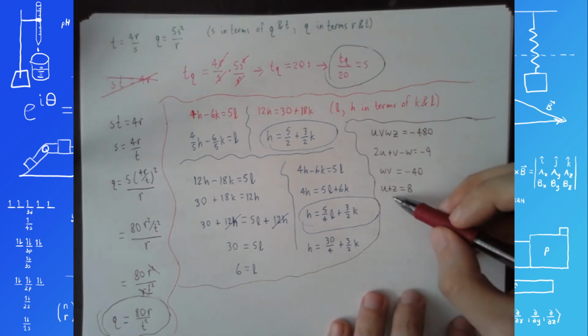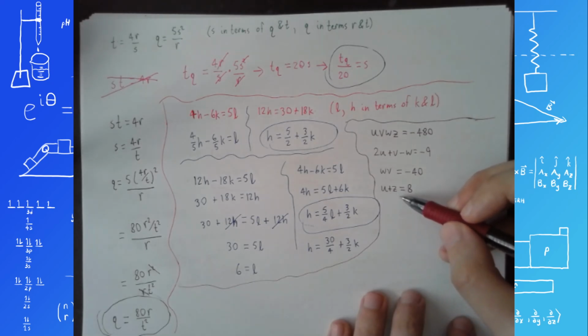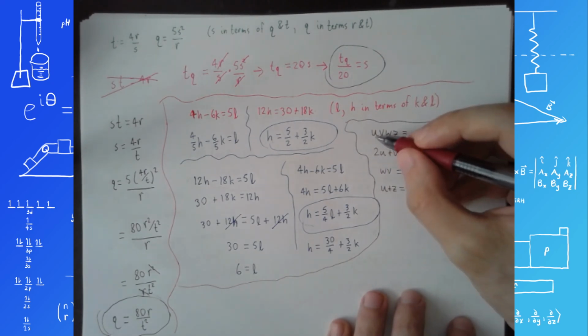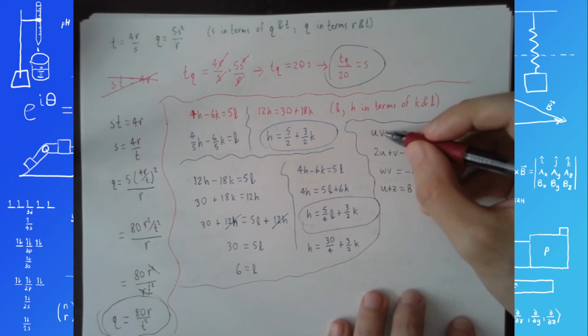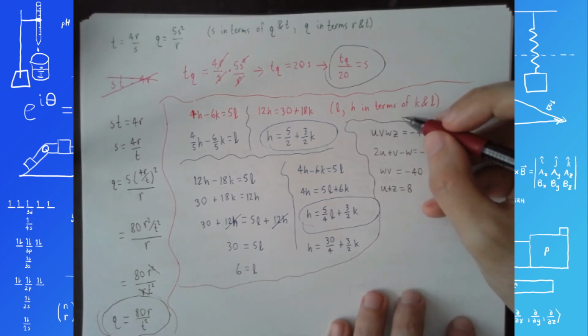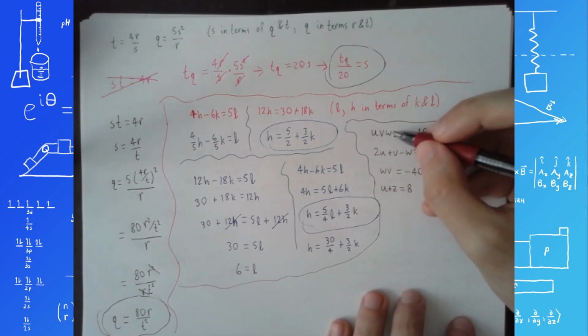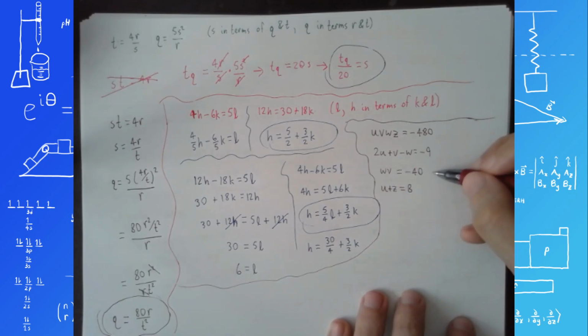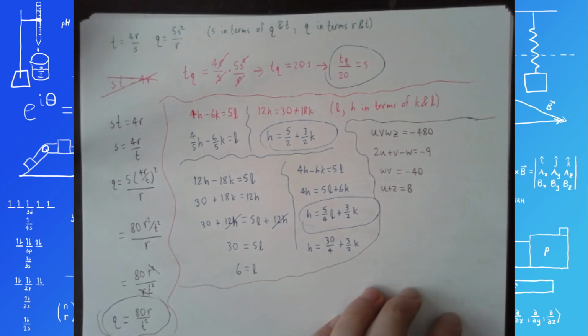I see this equation involves only u and z, so if I could use it with another equation that only involves u and z, I'd be good. And I don't have that, but I do have, if I look at this first equation, it's got u, v, w, and z. If I can just get rid of the v and w, then this will be an equation of just u and z. And I can do that because I can combine it with this third equation that involves w and v. If w times v is equal to negative 40, then I can make a substitution here.